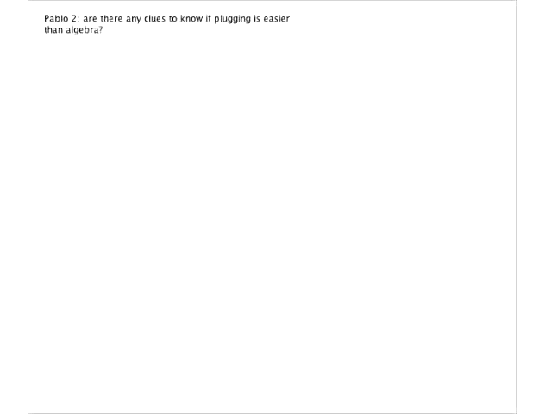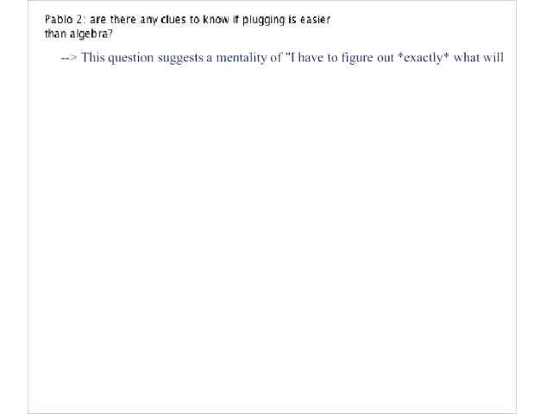It's good to address this because there's a very strong point about the mentality with which you should approach this test. This question suggests a mentality. I'm going to exaggerate a little bit here; this is not necessarily this extreme. But the mentality behind a question like this is, I have to figure out exactly what will work before I try it. That is a very bad way to approach this test, especially because you have this time constraint.